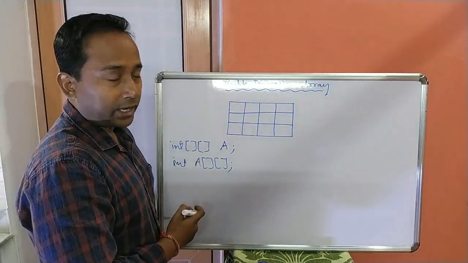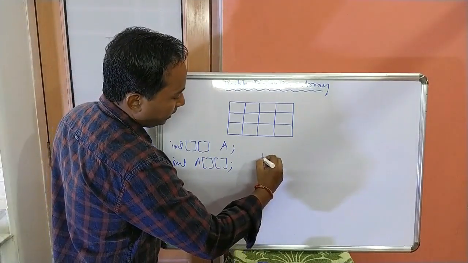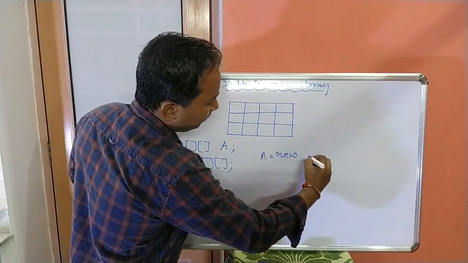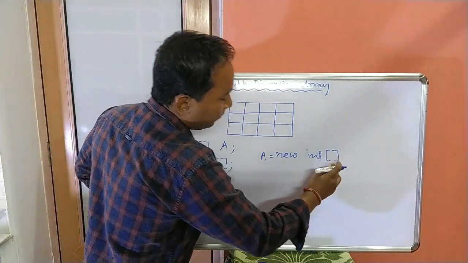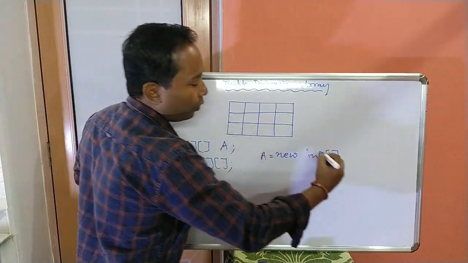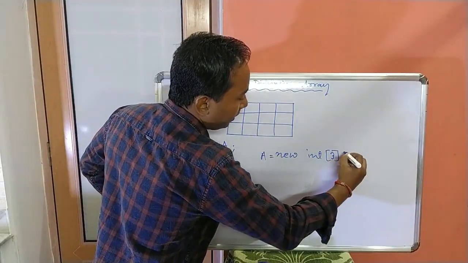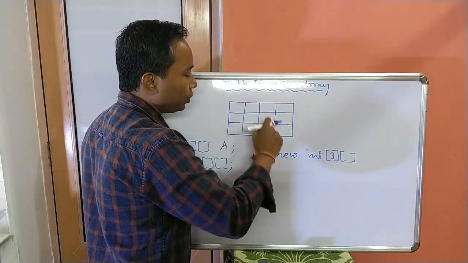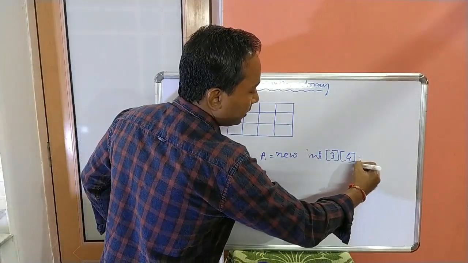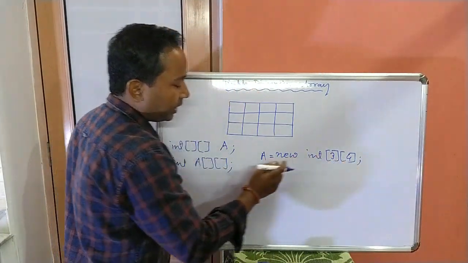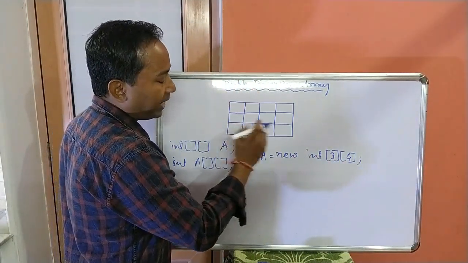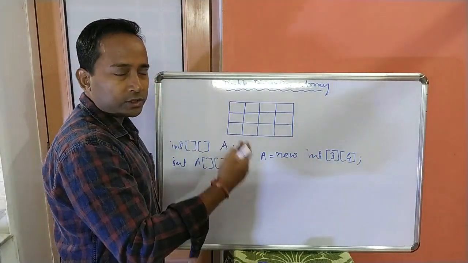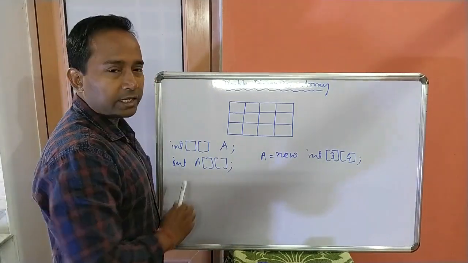Now how to create array, how to initialize this array? A equal to new, then this data type, int, then in first square bracket we have to mention the number of rows. For this example it is 3, and in second square bracket we have to specify the number of columns, 1, 2, 3 and 4, and then give semicolon. So this is initialization. Here actually we are creating one blank array having 3 rows and 4 columns dynamically, because this new keyword will always execute at runtime. So this is runtime initialization.